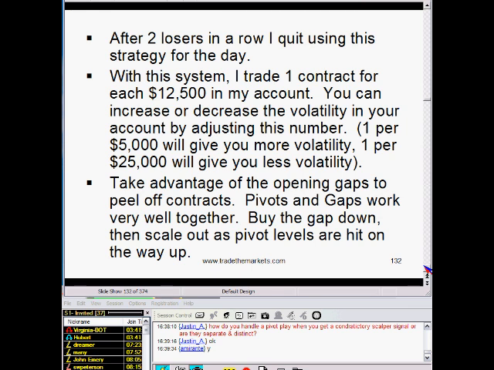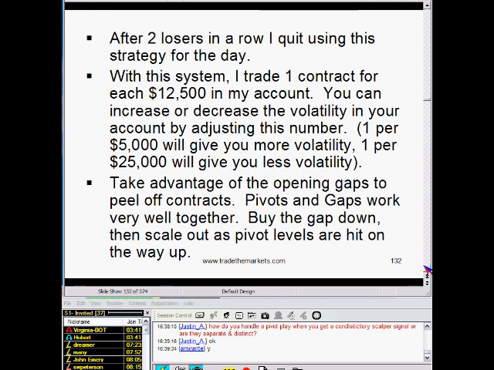Now basically, one of the things that I like to do, I've got a couple of rules for playing pivots. If I'm playing the pivots and I get 2 losers in a row, I quit using the strategy for the day. That's actually a pretty rare occurrence, but when that happens, I know that something's going on in the markets and the pivots are not working that particular day.